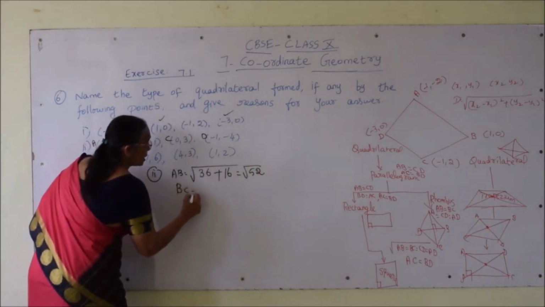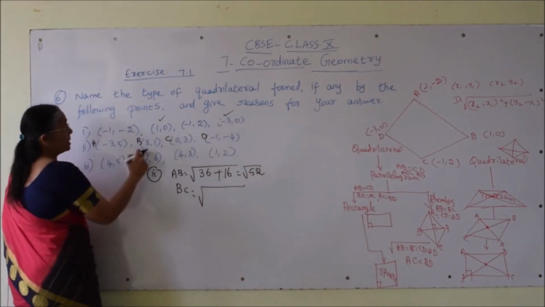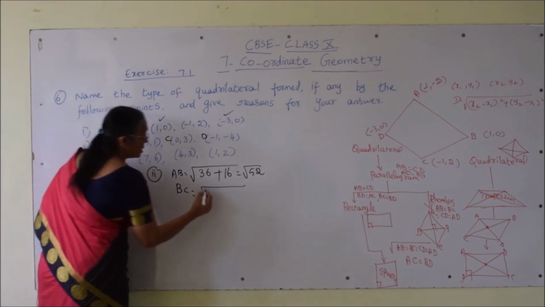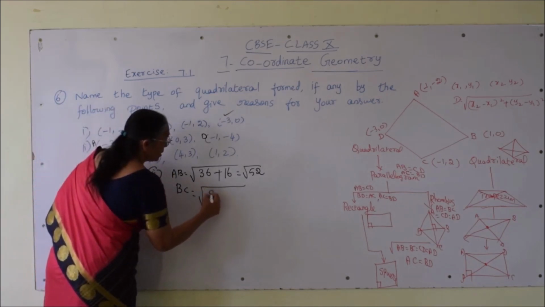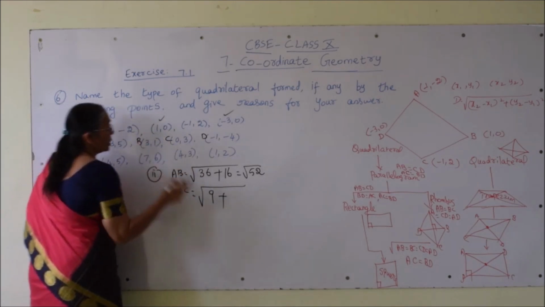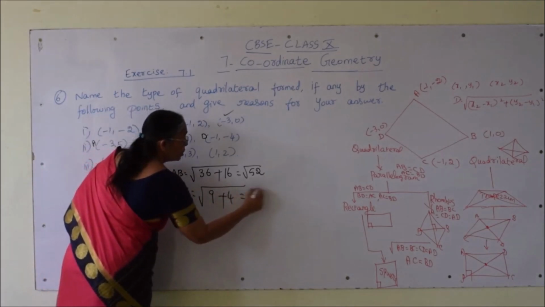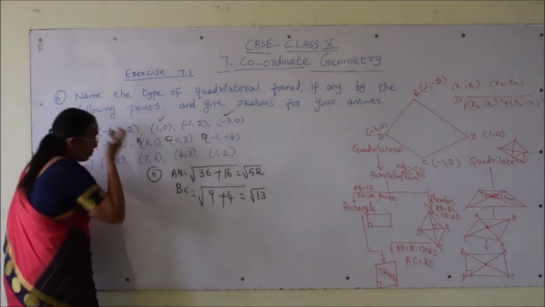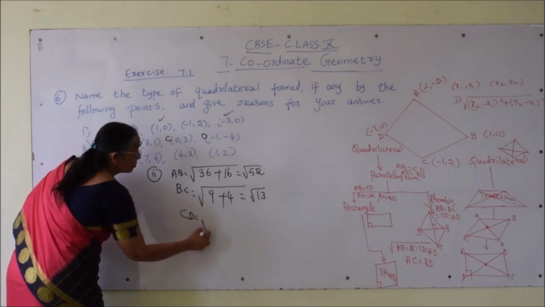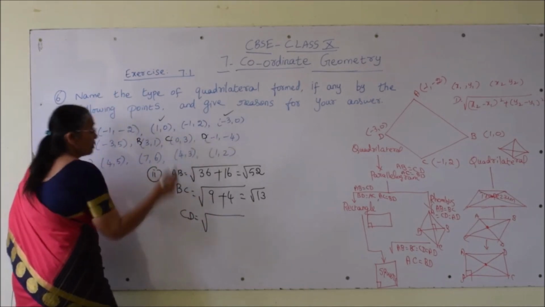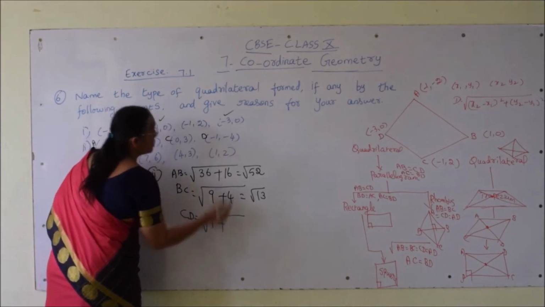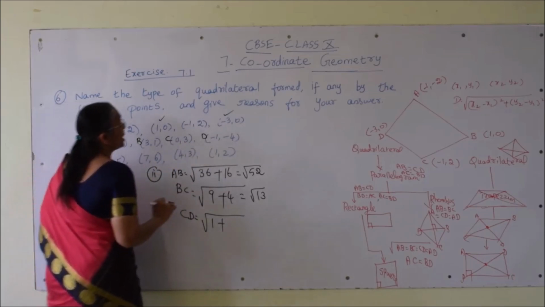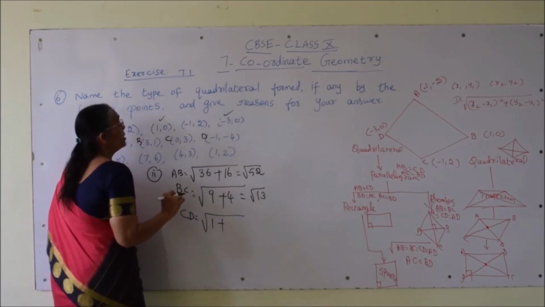Distance BC. AB distance is done. For BC, 0 minus 3, minus 3 whole square is 9, 3 minus 1 is 2, 2 square is 4. So, root 13. CD distance, root over minus 1 minus 0 is minus 1 whole square, which is plus 1, minus 4 minus 3 which is minus 7 whole square.